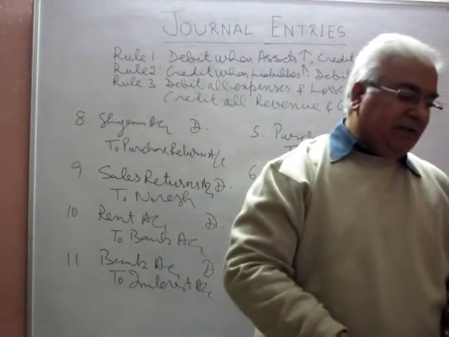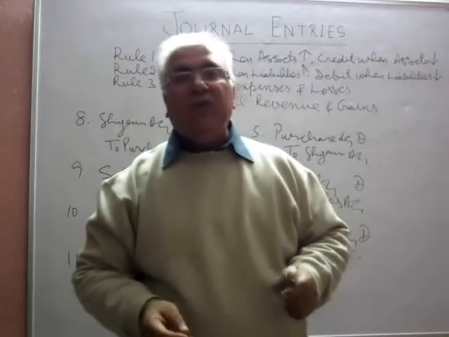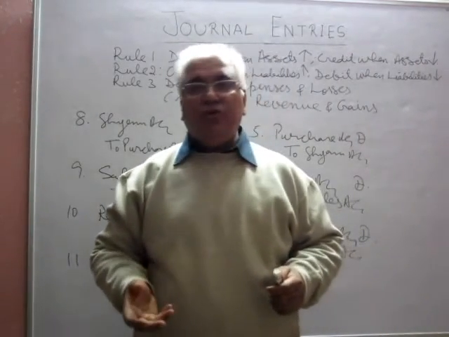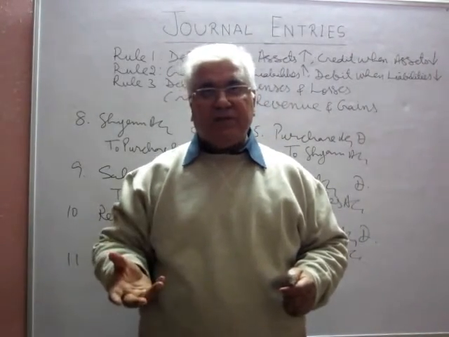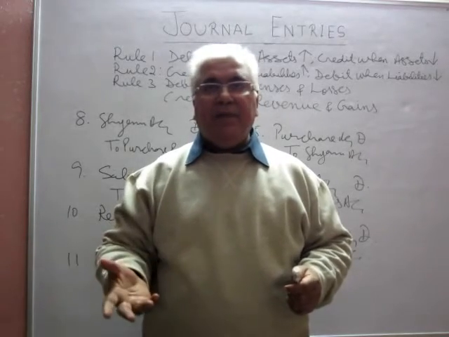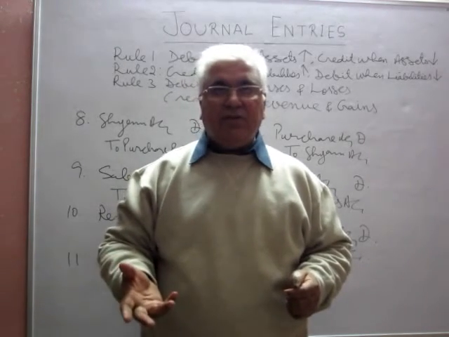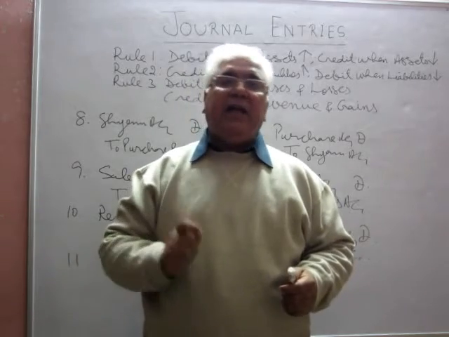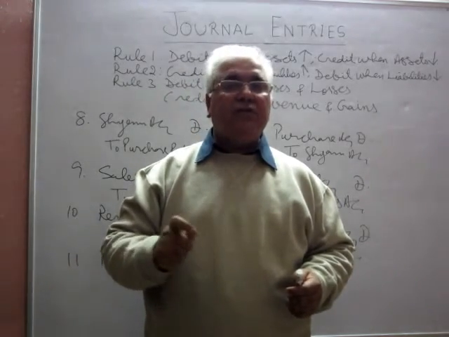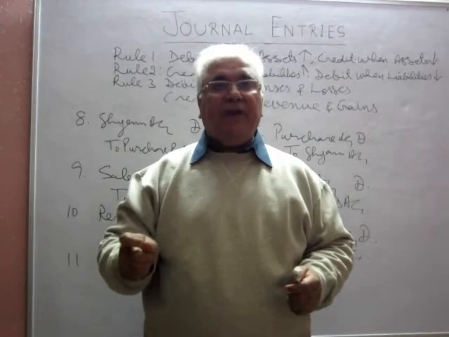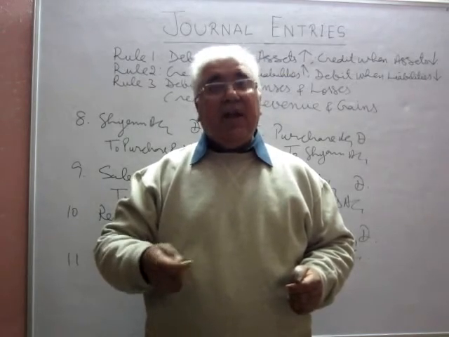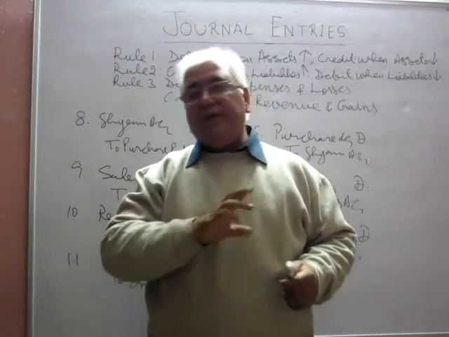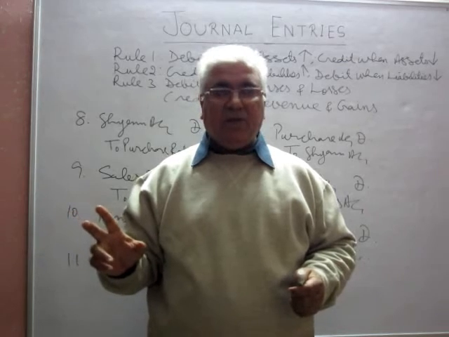Our next entry is paid Shyam. For example, we owe Shyam 5,000 rupees. While making the payment, he gives us a cash discount of say 500. Naturally, we will be making a payment of 4,500, and of the 5,000 he will give us discount, and our liability of 5,000 will be settled. Okay?